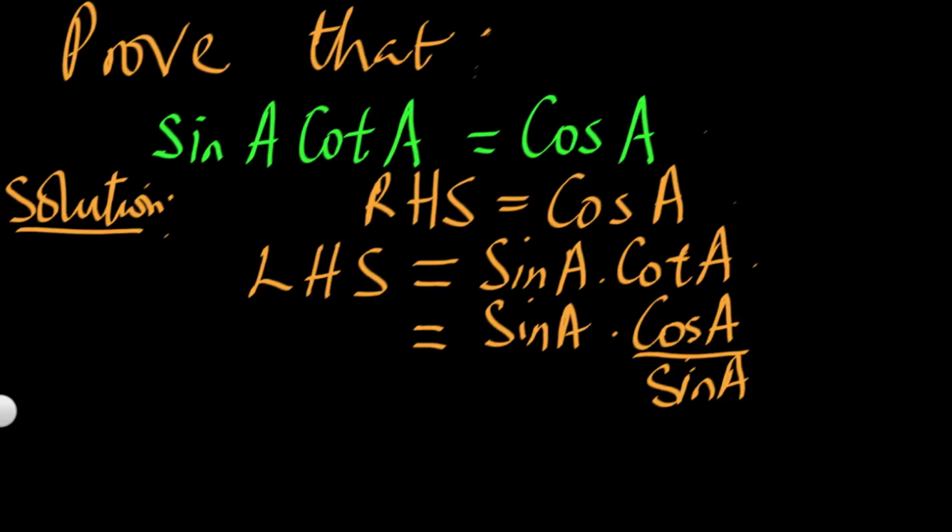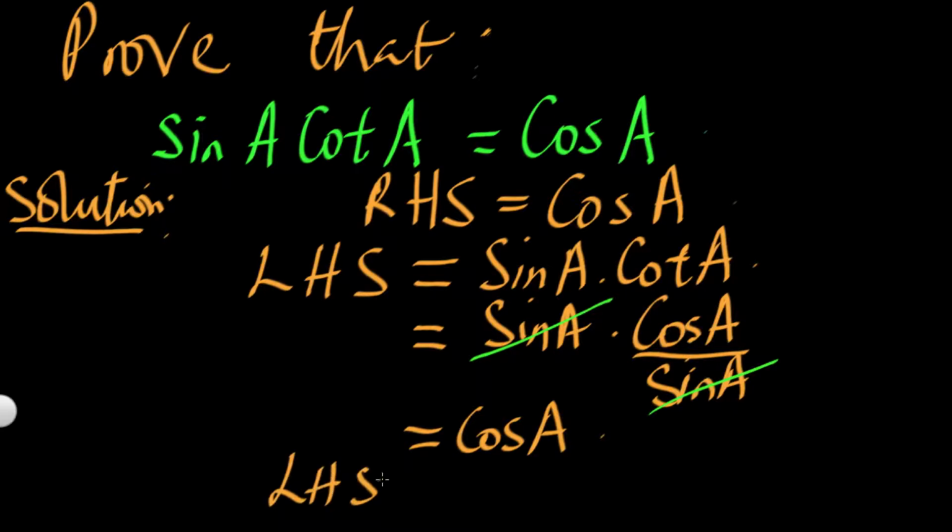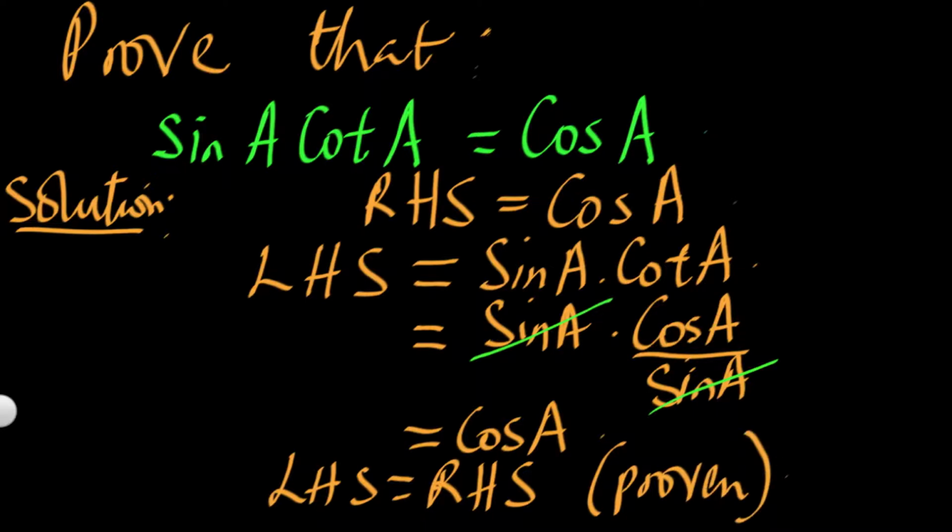This is where I said your knowledge of other identities comes in when you're trying to prove an identity. So from here, I can cancel out these two. Then I'm left with cos A. I've just made my left hand side look like the right hand side. So I have the proof. Then I can conclude that LHS is equal to RHS. Left hand side is equal to the right hand side. Proven.